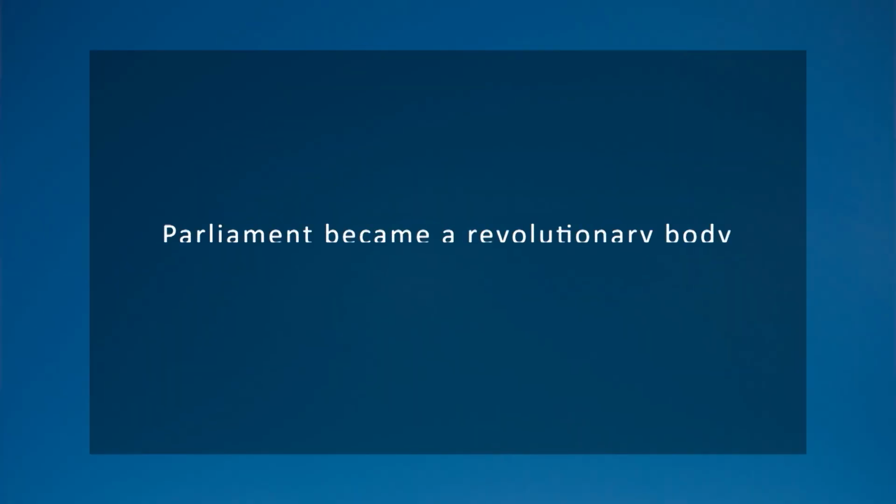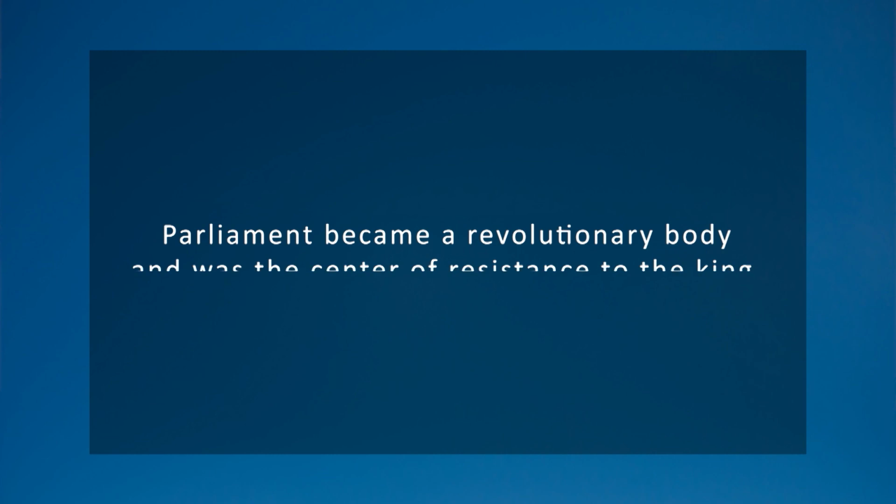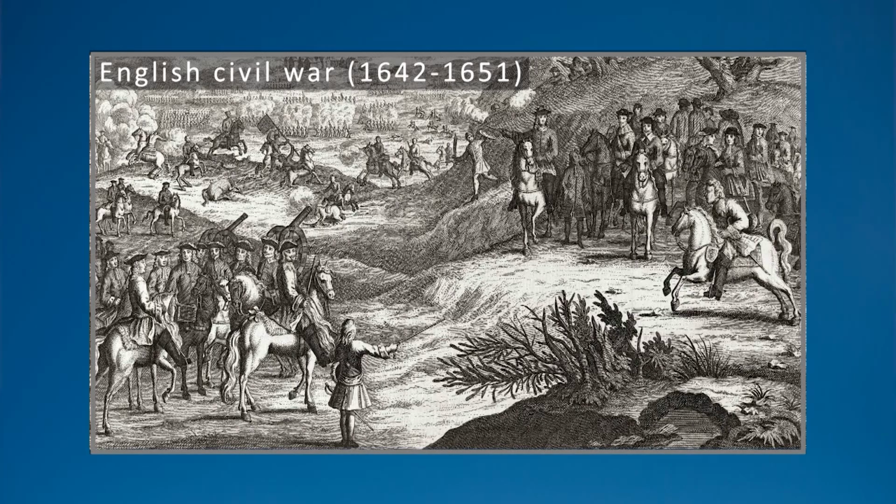A very bloody time for the establishment of parliamentary supremacy in the history of Great Britain was the mid-17th century, when the parliament became a revolutionary body and was the center of resistance to the king during the English Civil War, that was the period from 1642 to 1651.